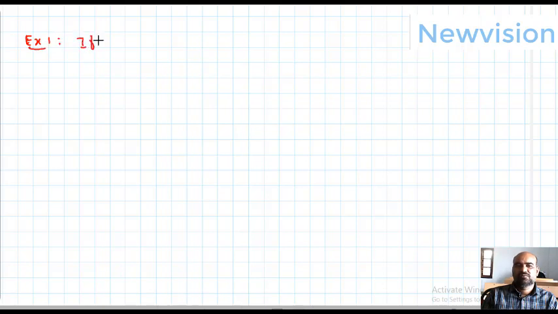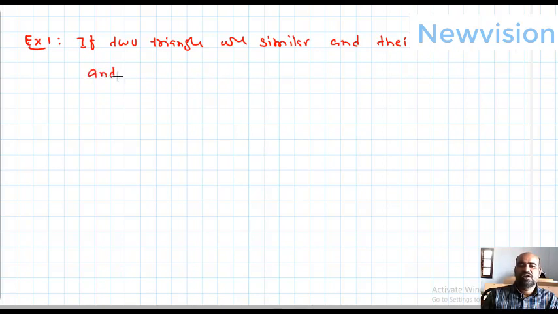If two triangles are similar and their areas are 20 and 30 square units respectively.